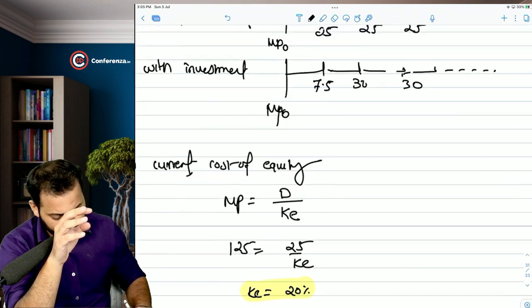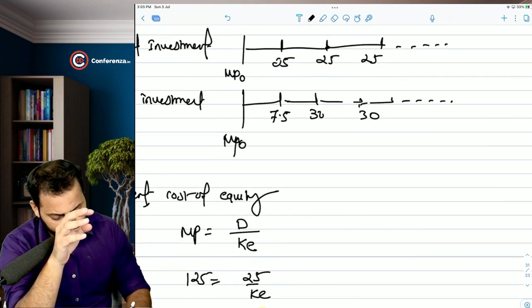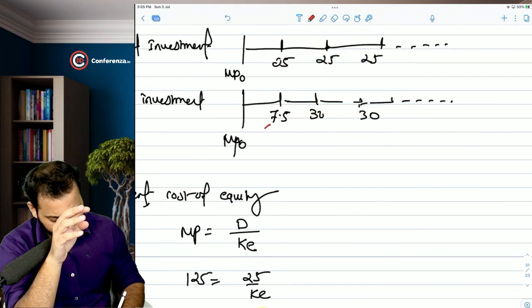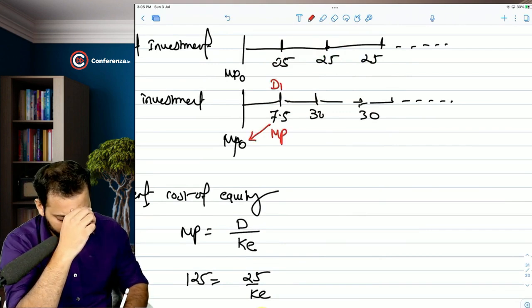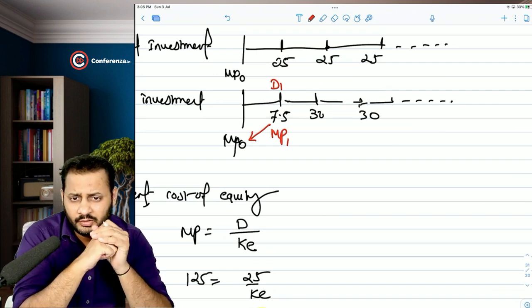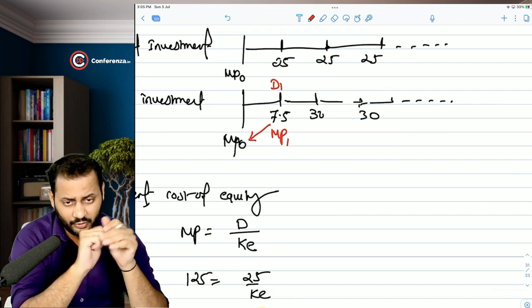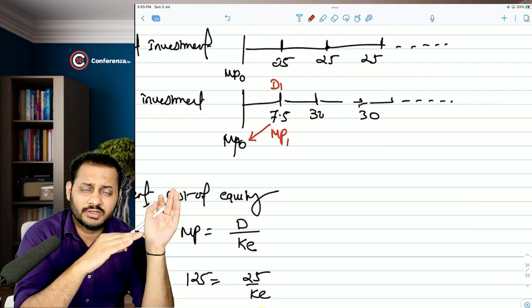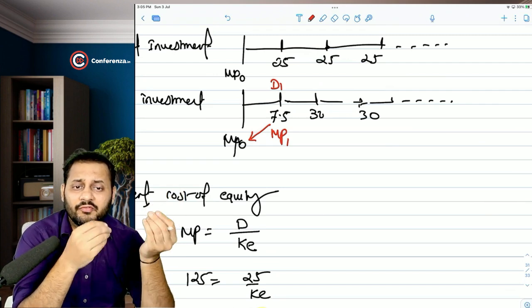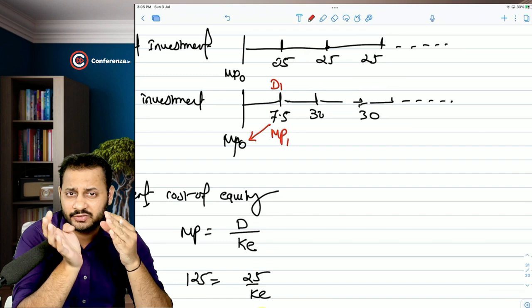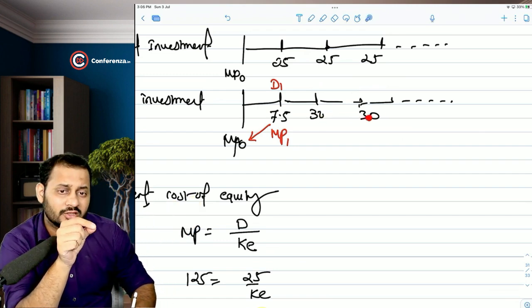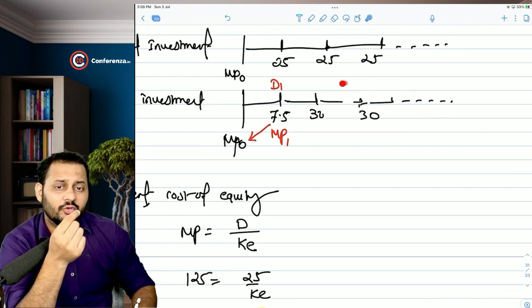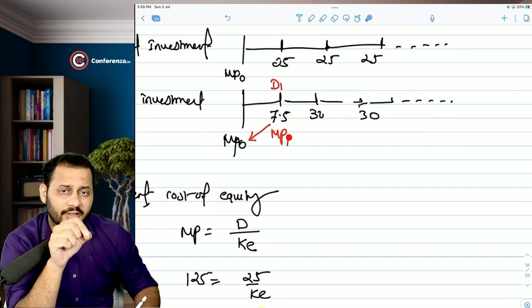Can I say the market price with investment is nothing but the present value of 7.5, that is D1, and the present value of MP1? Why MP1? Because from second year onwards, I will be getting 30 rupees every year perpetually. So the cash flow is same perpetually. What I can do, I can just bring all the 30 rupees of the future to MP1, to present value. We can discount all the 30 rupees to present value.